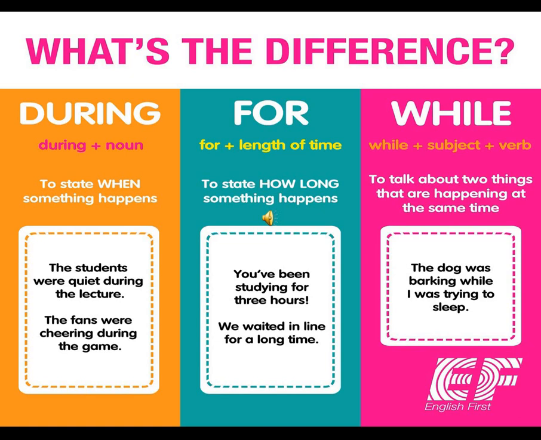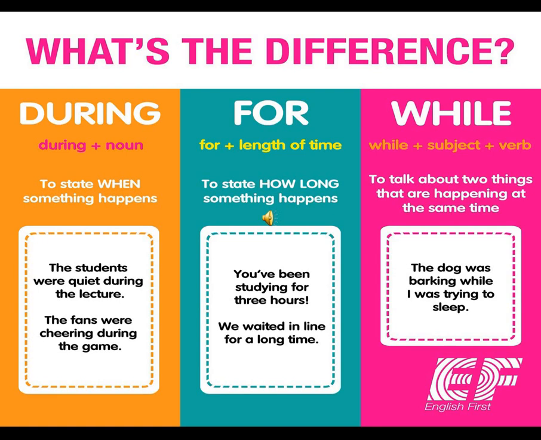Now the word for is used when you're talking about a particular length of time. It means to state how long something happens. And examples: you've been studying for 3 hours. So 3 hours is a length of time. It is a span of time. That is why we use for in it. We waited in line for a long time. Again, a reference to a length of time.